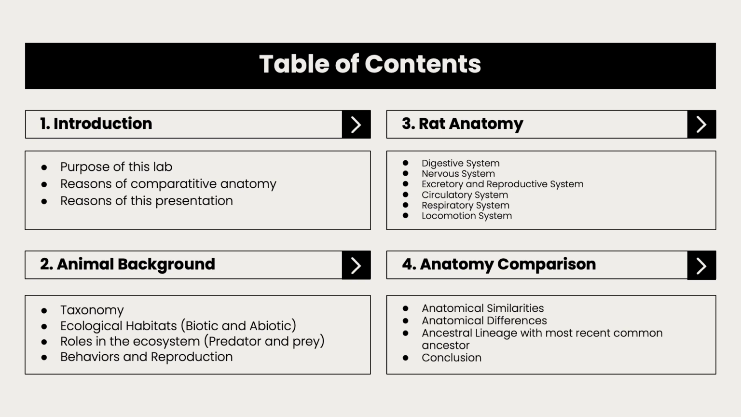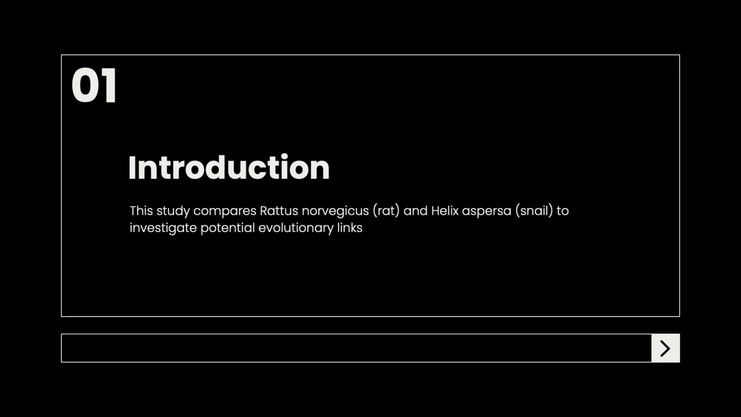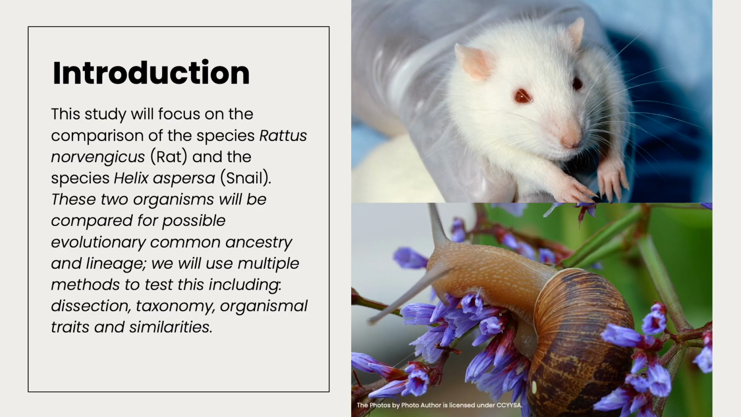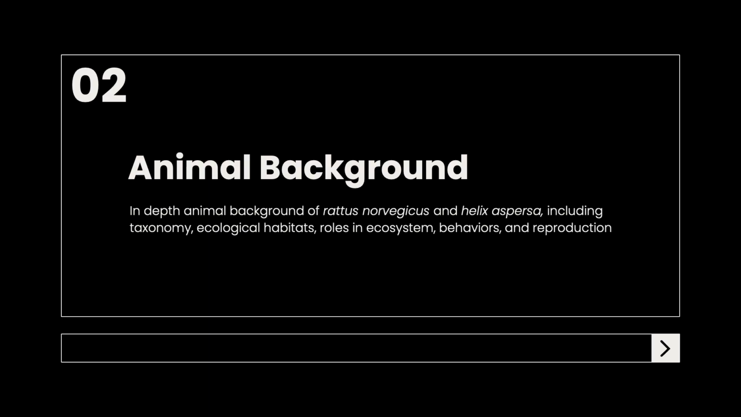We're first going to start with the introduction, moving forward to animal backgrounds and rat anatomy, finally anatomy comparisons between rat and snail. In the introduction, we will be talking about the reason of this presentation and how we compare the anatomy of rat and snail. The study will focus on the comparison of rat and snail. These two organisms will be compared for possible evolutionary common ancestry and lineage, and we will be using multiple methods to test this.